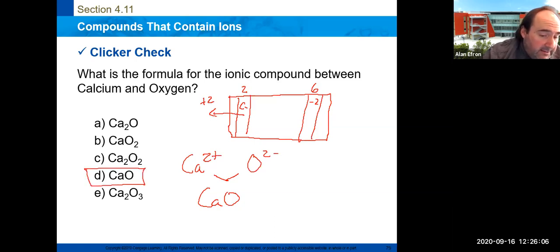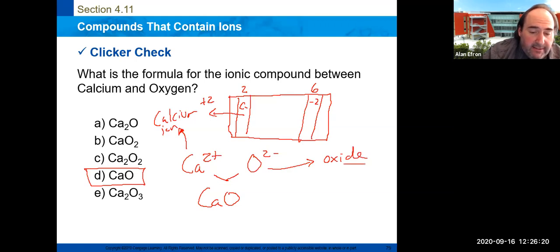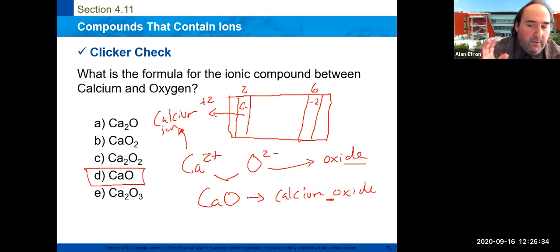Now, if we were to name this, calcium, because it has a fixed charge, is just going to be called the calcium ion. Oxygen, which is our nonmetal, gets the -ide at the end of it, so oxygen becomes oxide. And again, when we put it together, it would just be called calcium oxide in this case. Again, no need for a Roman numeral here because calcium has a fixed charge, so it's always going to be +2 no matter the situation. So again, the Roman numeral is just used to indicate the charge of something that has a variable charge. Question on that one?